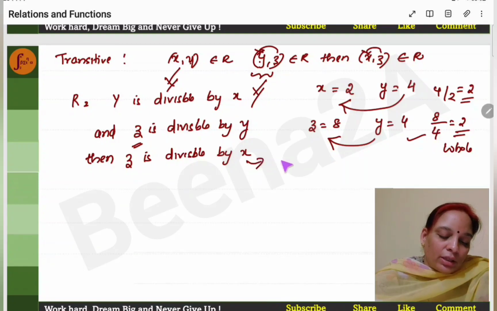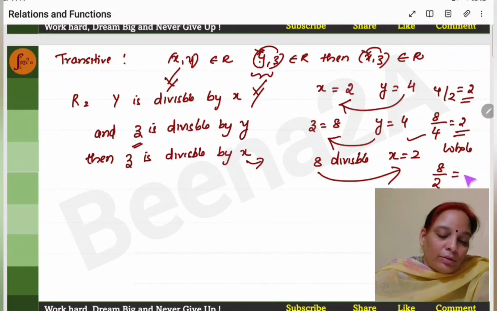Let's look at the third condition. z is divisible by x. What is z here? 8. 8 should be divisible by x. That is 2. 8 is divisible by 2. 8 by 2 is 4. It's a whole number.